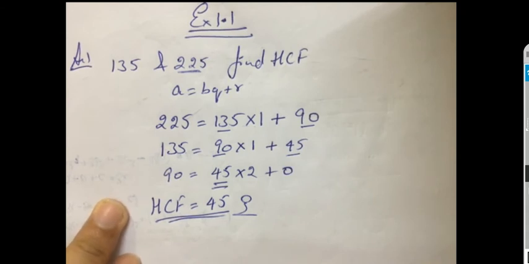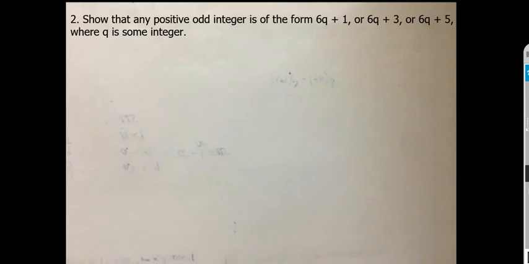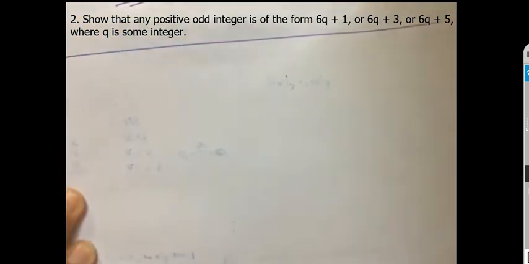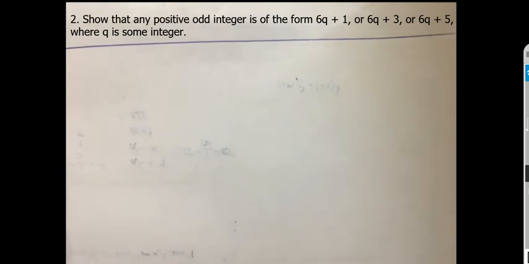Now next question, let's see. Next question is, show that any positive odd integer is of the form 6q plus 1 or 6q plus 3 or 6q plus 5 where q is some integer. Now as this is your question number 2, how we can solve this out? Again using Euclid's algorithm, we have to find that all positive odd integers is in the form of 6q plus 1.